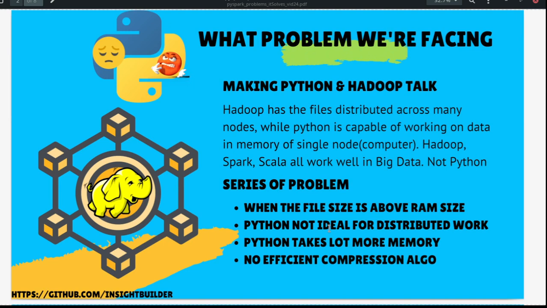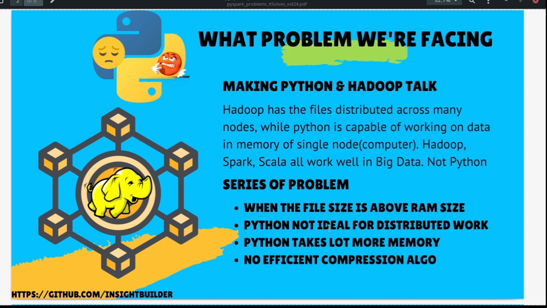Hadoop is a distributed file system that spreads the file across many nodes. On the contrary, Python can work only on a single node. A node here is a computer or a server. A node will contain a random access memory, a hard disk and a processor. In case of Hadoop, the files are distributed across multiple such nodes. Hadoop works very well with Spark, Scala, and all the other big data ecosystem, but Python does not.